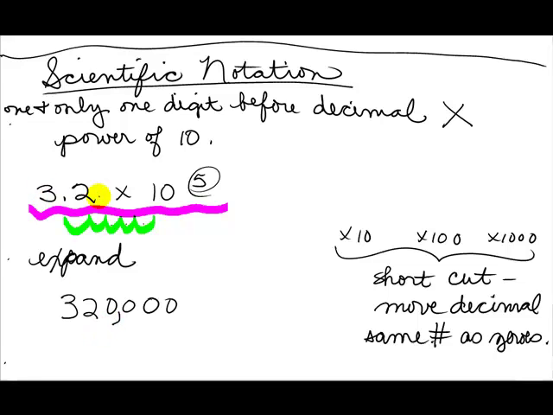So this is a shorthand way of writing 320,000. Scientific notation. And so when we're looking at large numbers, the exponent will be positive.